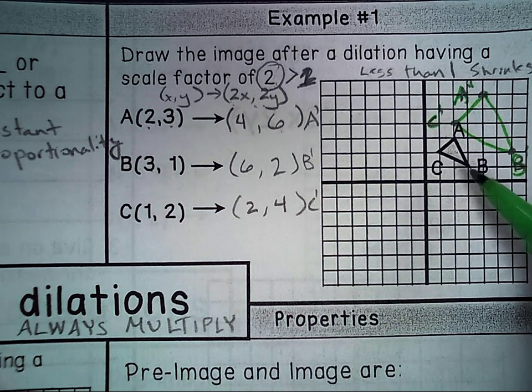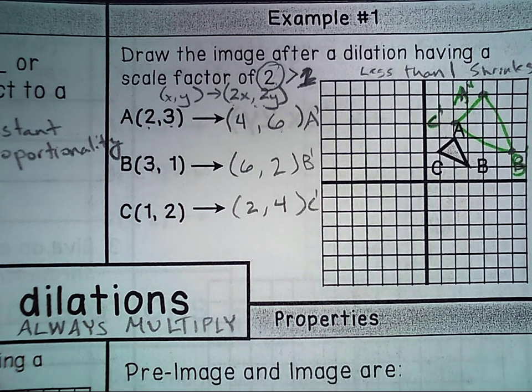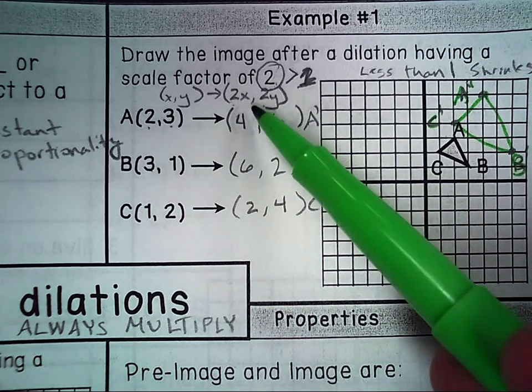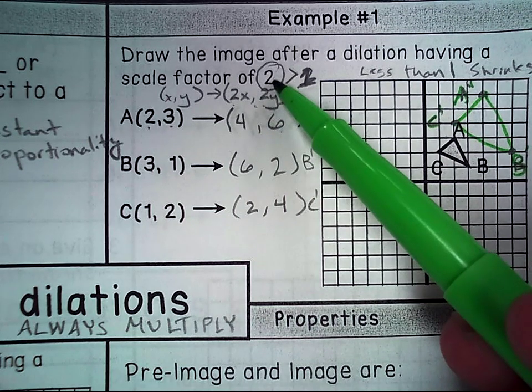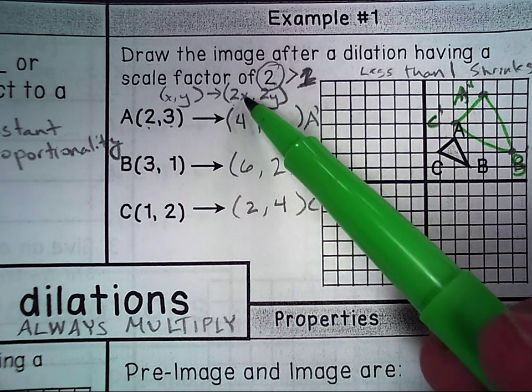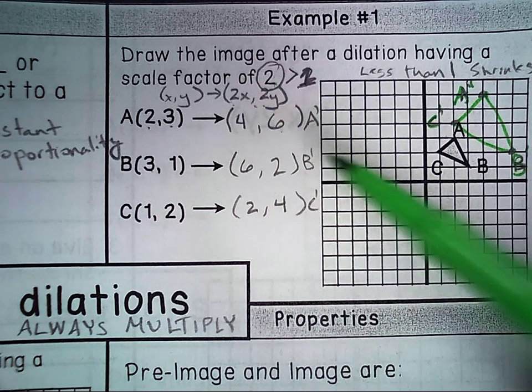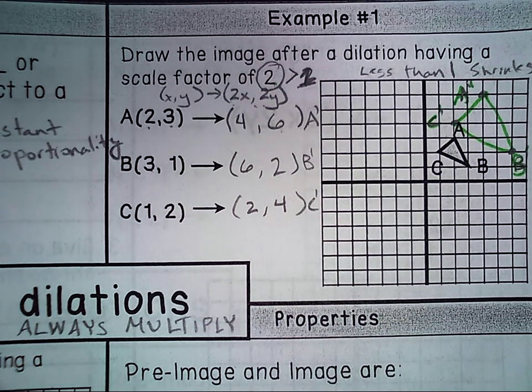So all we did is we took this and grew it by a scale factor of 2. We simply took the scale factor and multiplied it times each x value and each y value to find our answer.